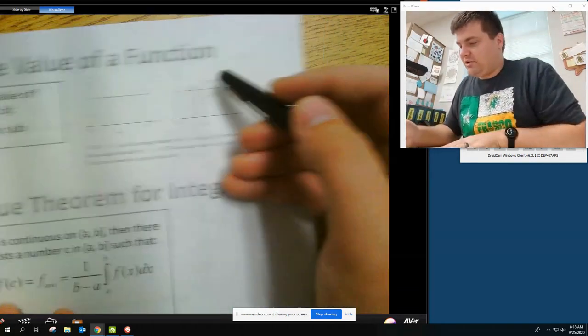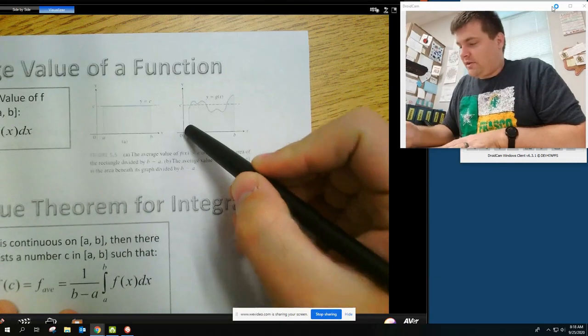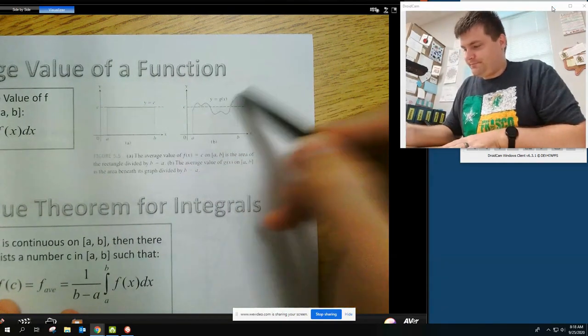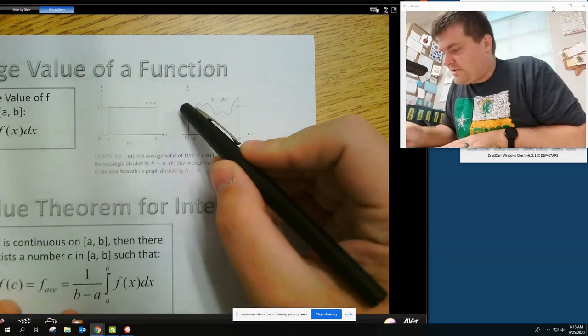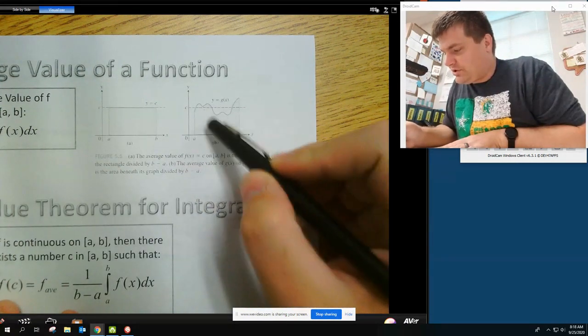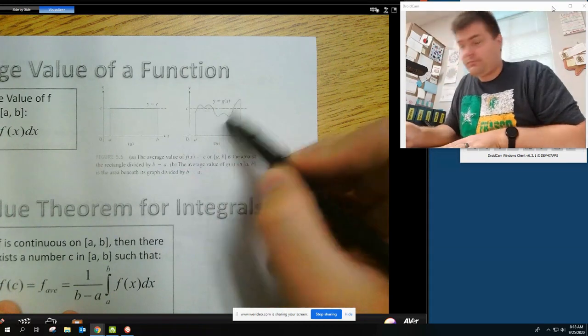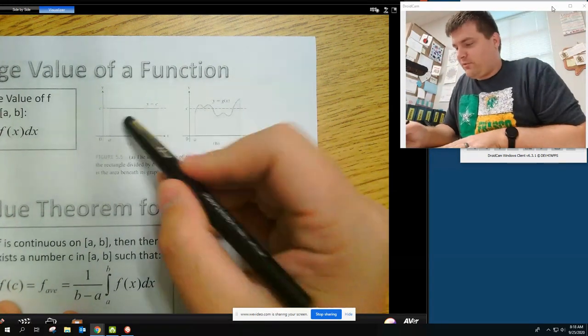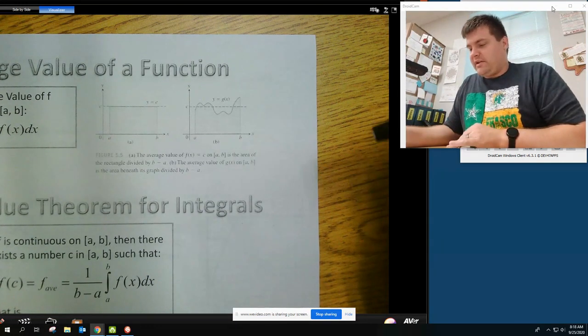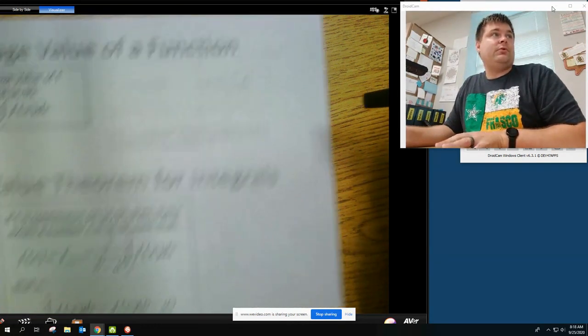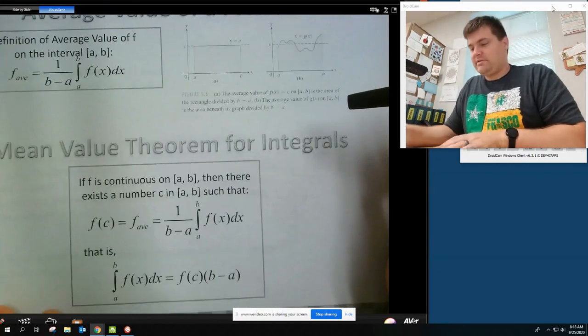So, you have this function right here, kind of weird looking, just all over the place. But by using this formula, you can figure out that there's the average height right there. Essentially, you can take all of the area of this and transform it into a rectangle. That's all they're doing, just finding the average height for these functions. That's what average value is.